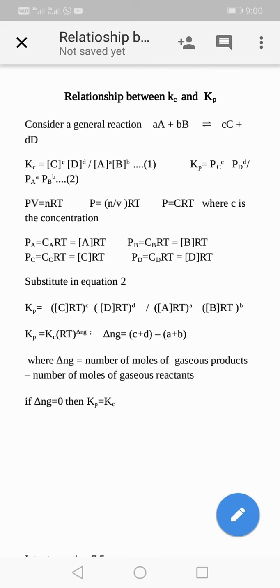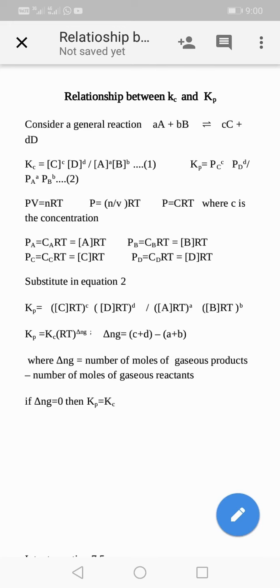So aA plus bB reversibly gives cC and dD, where capital letters A and B represent the reactants and capital letters C and D represent the products. The small letters a, b, c, d represent the stoichiometric coefficients of each reactant and product.